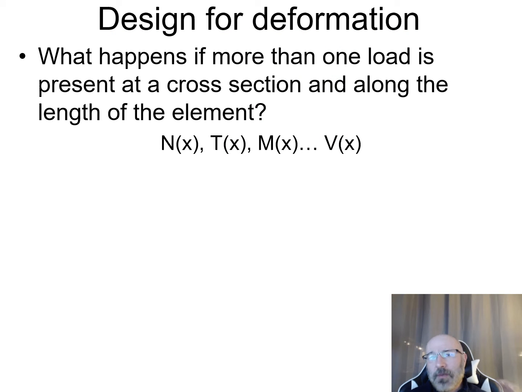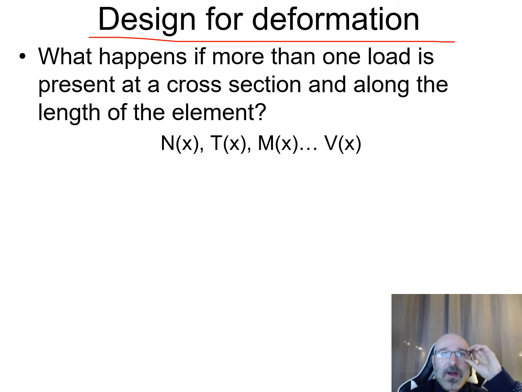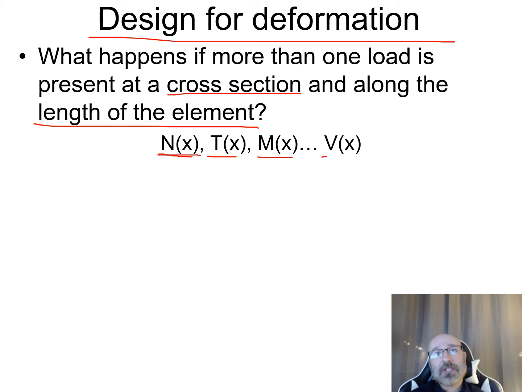So let's discuss a more realistic situation. We're still considering our design for deformation. But what happens in reality is there's not always just going to be one load, like in those previous equations. So what happens if we have more than one load present at the cross section and along the length of the element? If we have a load N at some distance x, a torsion at x, a moment at x, a shear at x, what if there's more than one load present at this cross-sectional area?